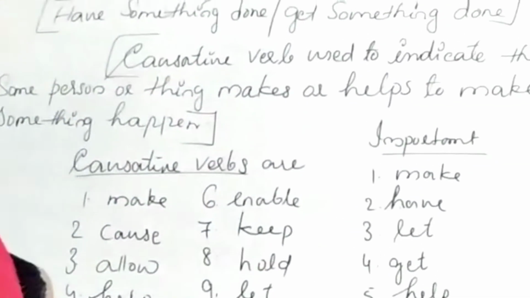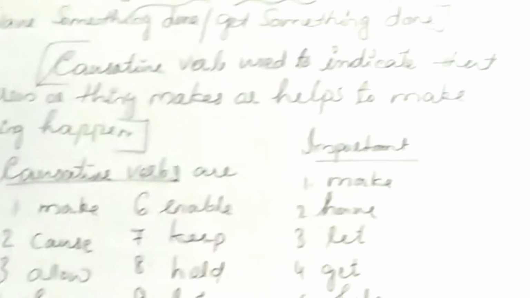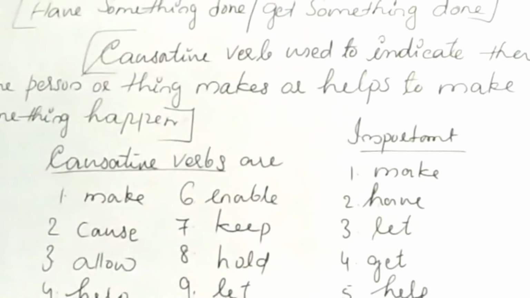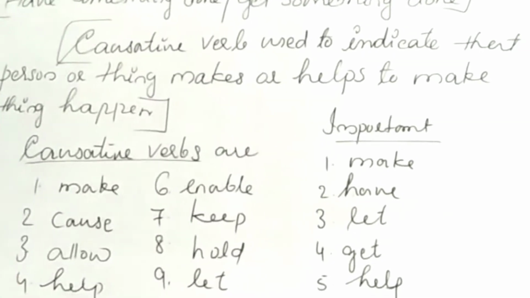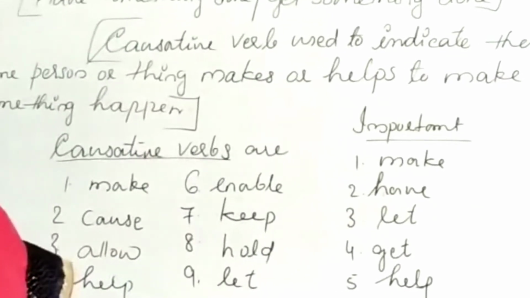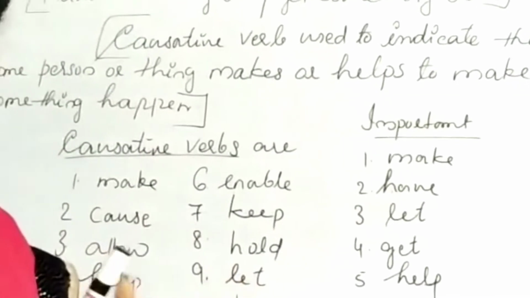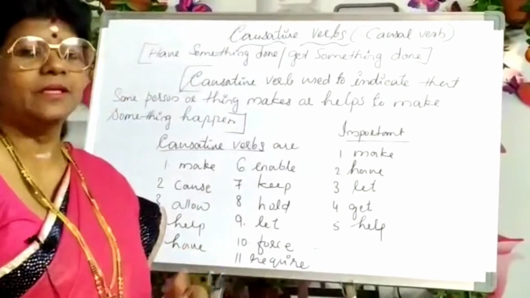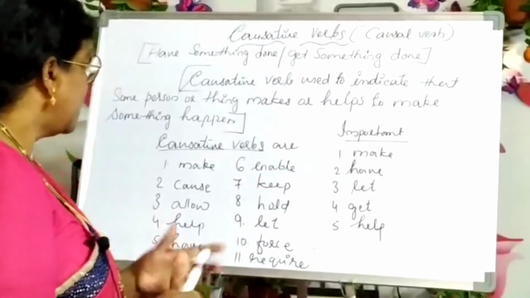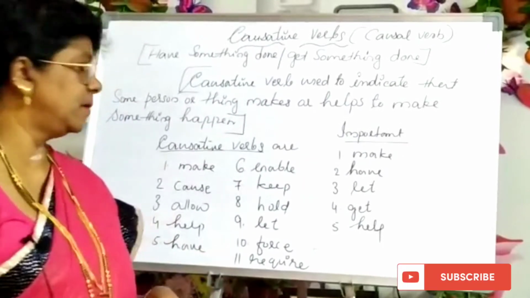See, causative verbs are used to indicate that some person or thing makes or helps to make something happen. So directly we are not involved in that. Indirectly someone is getting the work done. Okay. Then how many causative verbs are there?